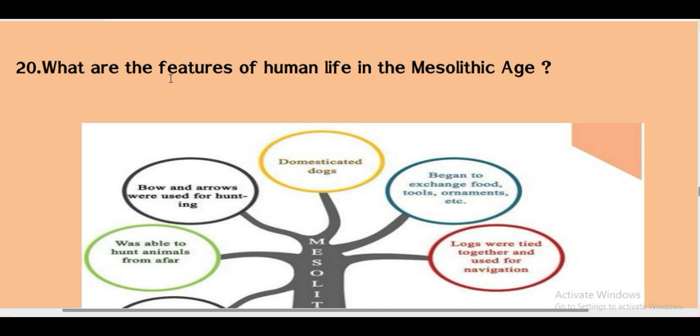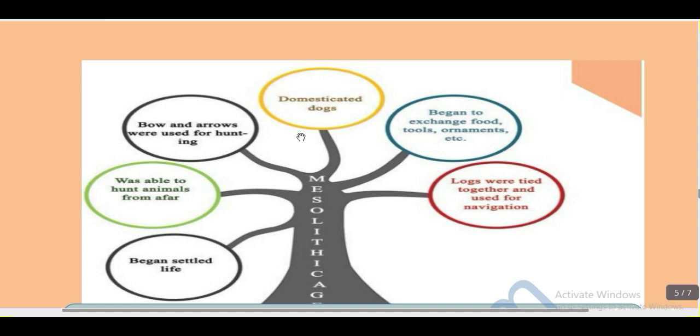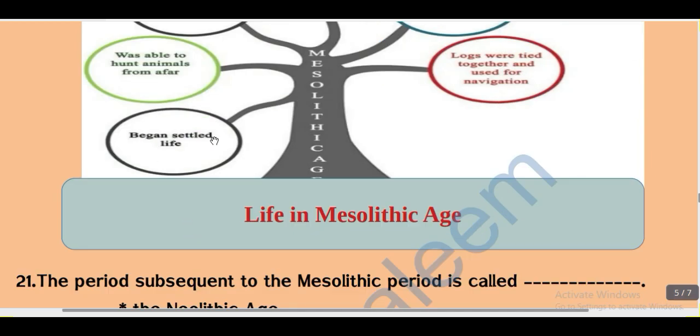What are the features of human life in the Mesolithic age? Life in Mesolithic age. Domesticated dogs. Began to exchange food, tools, ornaments, etc. Logs were tied together and used for navigation. Bow and arrows were used for hunting. Was able to hunt animals from afar. Began settled life.